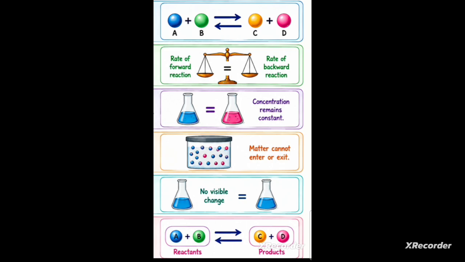Dynamic equilibrium only happens in a reversible reaction, where the forward and backward reactions continue at the same rate. In simpler terms, no reversibility, no equilibrium.